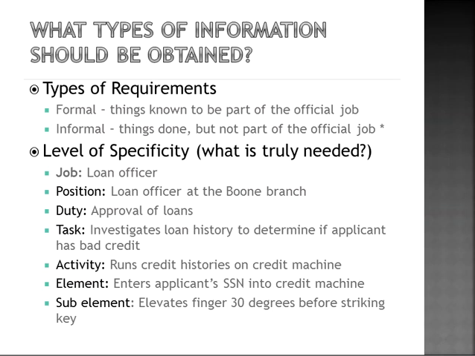What types of information should be obtained? Types of requirements. We have formal, things known to be part of the official job, and then informal, things done but not part of the official job. So we have things that are going to be listed in that very thorough job description. But there may be items that aren't listed there, but things that people who were in that position for years, and even one who had the position beforehand, may have done things which have been informally there. Okay, these things are done but not part of the official job.